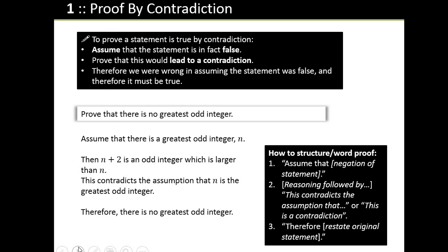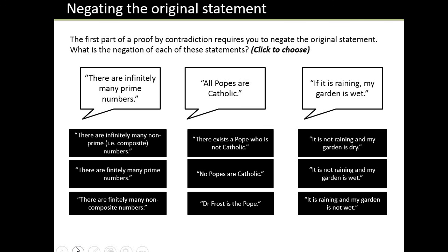Okay, so let's have a look at this idea of negation. Some students don't always get the correct negation. So let's have a look at some of these. The latter two you won't actually get, but we will look at this one in a bit more detail later. There are infinitely many prime numbers. So you've got to think of the negation of that, the contradiction of that. So let's have a think. So here are our choices.